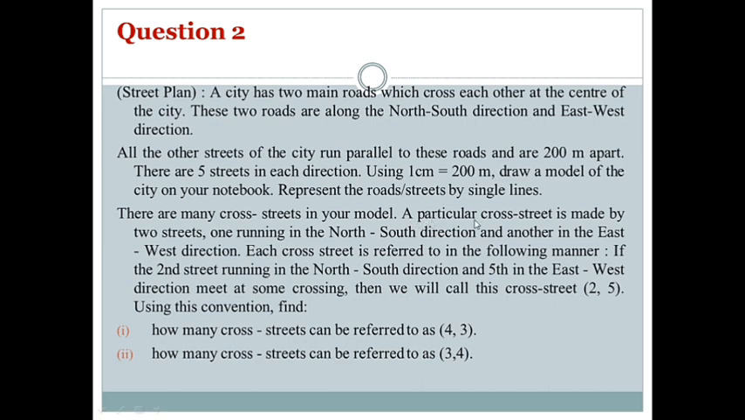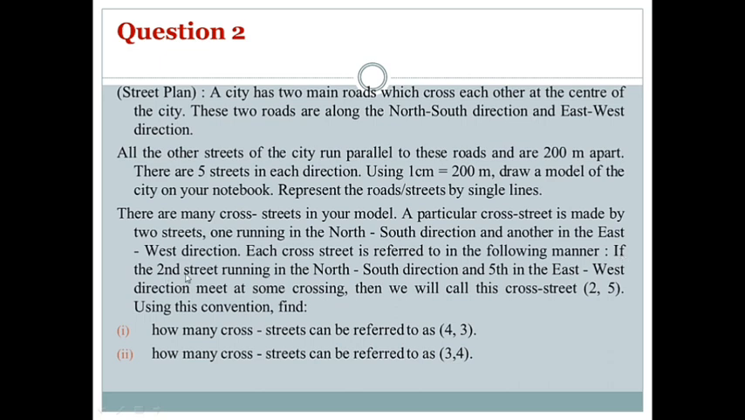Then a particular cross street is made by two streets, one running in the north-south direction and the other in the east-west direction. As given earlier, there are two crossroads, one in the north-south direction and one in the east-west direction, and all the other 5 streets are parallel to them. So here also it is given that one is running in the north-south direction and the other in the east-west direction. Each cross street is referred to in the following manner. How is it referred? It is given here.